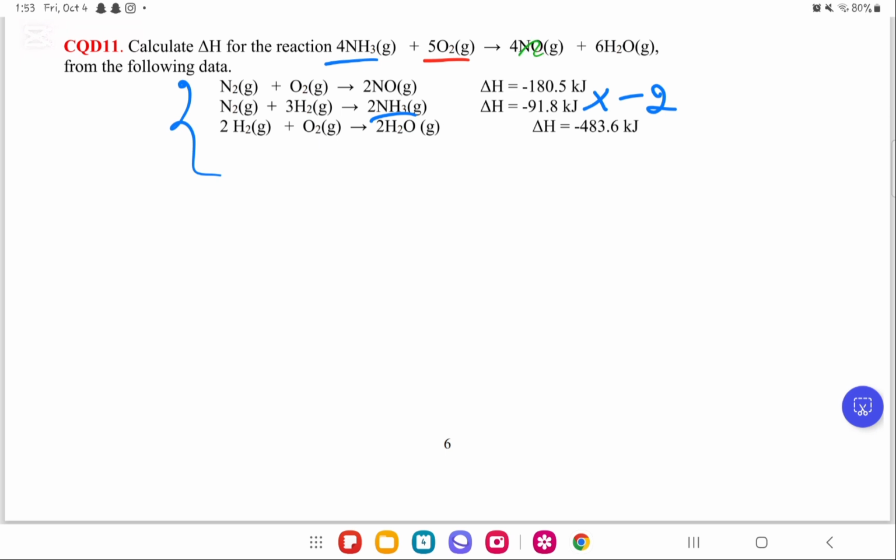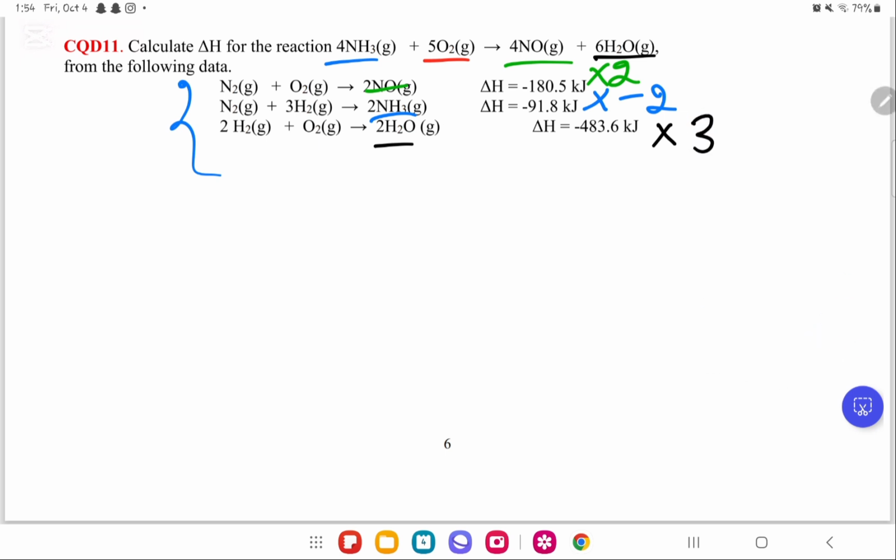Okay? 4NO gas. Which one has NO gas? This one. It has NO gas in the products, just like we need it. So we're not going to reverse it. And the thing is, we needed 4NO. It's giving us 2NO. So to make it 4NO, we're going to multiply it by 2. Now, we need 6H2O. Which one has H2O? This one over here. It is in the products just like we need it, so we're not going to reverse it. But we need 6, and here it gave us 2. So to make it 6, we're going to multiply it by 3.